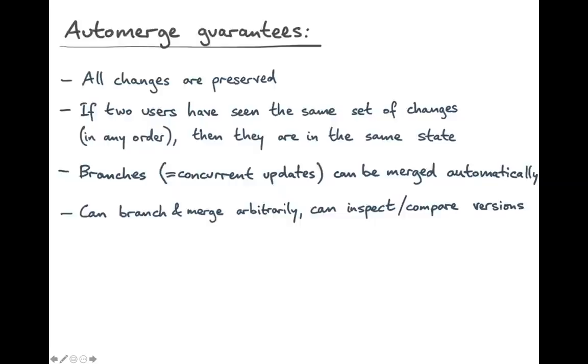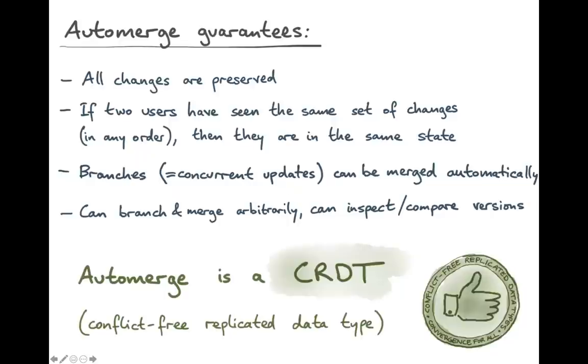And moreover, it gives us the ability to do this branching and merging and to inspect how the data changed over time, to visualize editing history and all those nice sort of things. So all of this is possible because Automerge is what's called a CRDT or a conflict-free replicated data type. There's been quite a bunch of research on CRDTs in the last 10 years or so, and Automerge is one of the projects that's really trying to drive this sort of research forward.